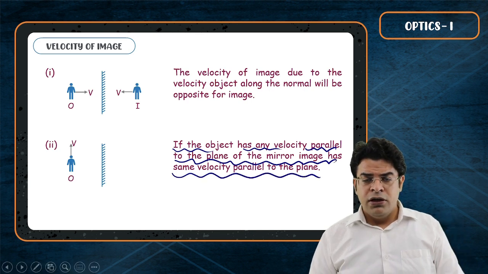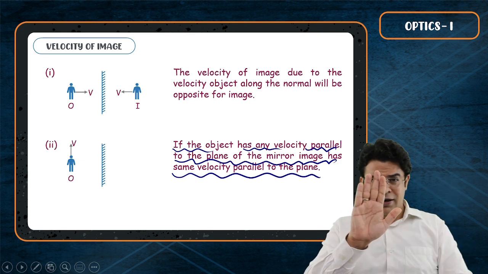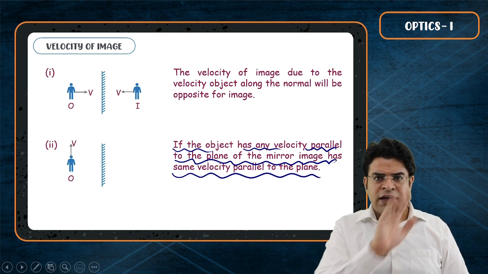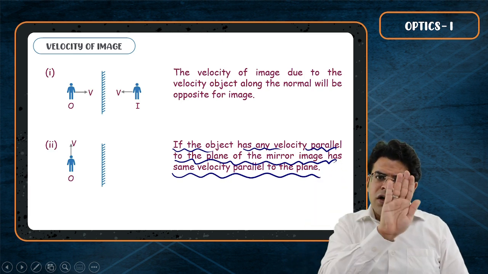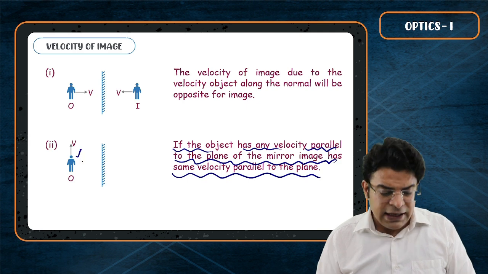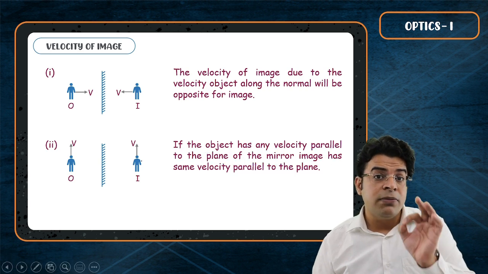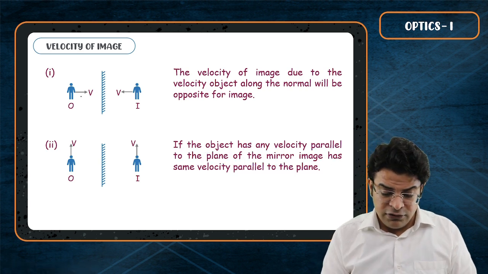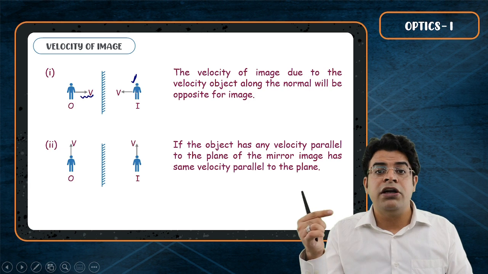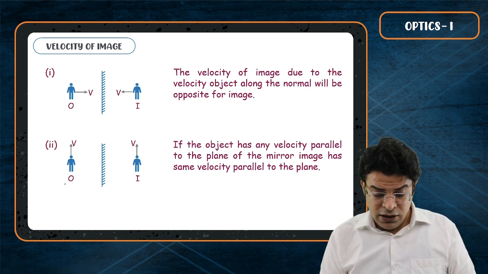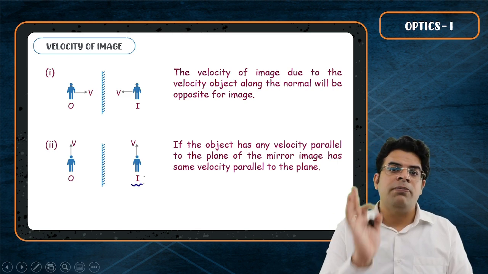So if the object has any velocity parallel to the plane of the mirror, the image has the same velocity parallel to the plane. If you place your hand in front of a mirror and move it parallel to the plane of the mirror, let's say towards right or up or down or towards left, then the image of your hand also moves with the same velocity parallel to the plane, right? Okay, so if the object has velocity along the normal, image has the velocity of same magnitude but in opposite direction along the normal. If the object has a velocity parallel to the plane of the mirror, the image has the same velocity parallel to the plane of the mirror.